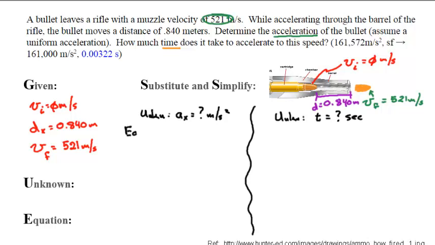The equation that I'm going to use for this first one needs to deal with velocity initial, distance, velocity final, and acceleration. And so the equation that I'm going to use is velocity final squared equals velocity initial squared plus 2 times acceleration times distance. My velocity final is 521, I'm going to square it, equals 0 squared plus 2 times acceleration, which I don't know, times the distance 0.84.